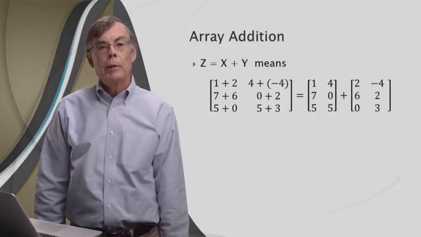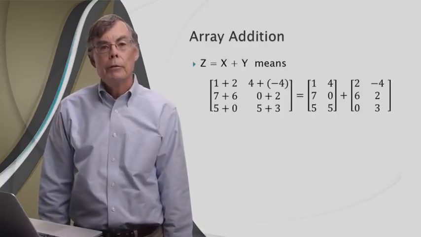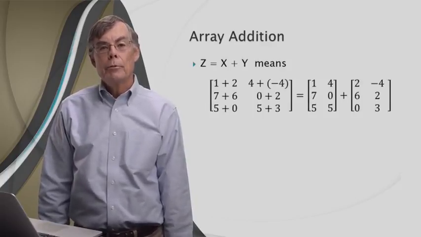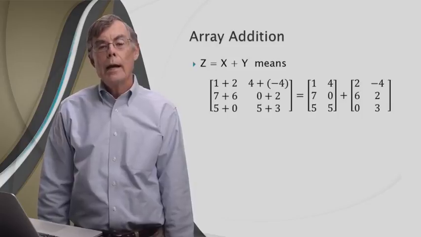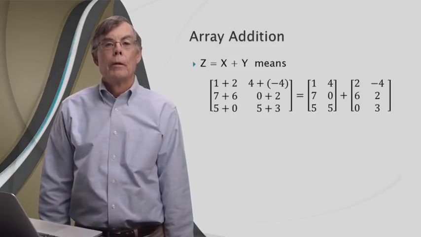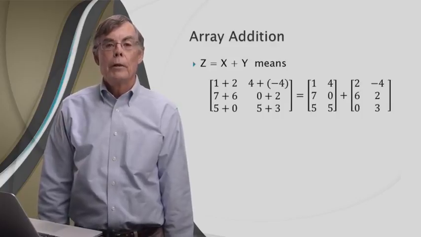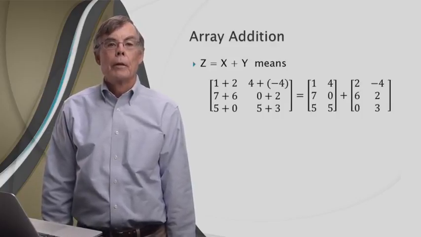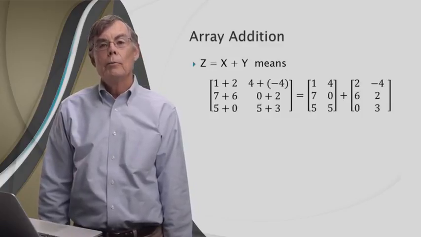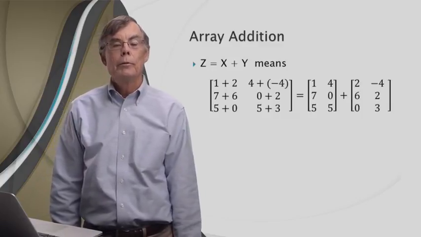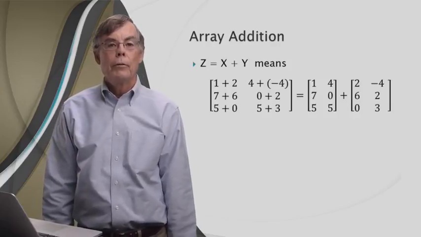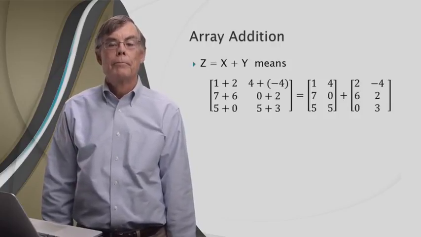Here's what z equals x plus y means. On the right side, we see the two matrices, x and y, added together. And on the left side, we see what happens. Let's look at the first element on the first row. The first element on the first row of x and y is 1 and 2. We add those together, 1 plus 2. That's what we put at the first element on the first row of z.